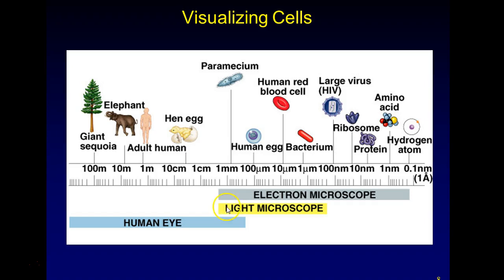So we can look at a paramecium under the microscope, a human egg, a blood cell, a bacteria, several other different cells. But then we go over to this electron microscope and we see they can see much smaller things. So we're looking at a virus, we're looking at a ribosome, we're looking at an actual protein, even further down an amino acid, and even further still a hydrogen atom, which is pretty impressive.